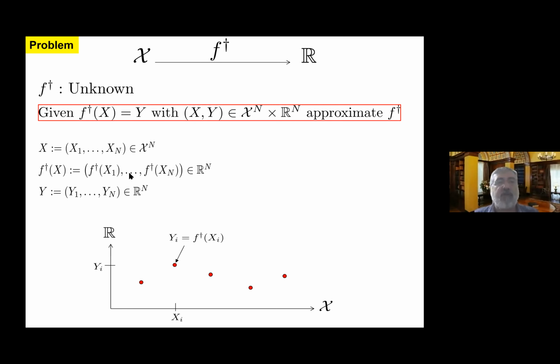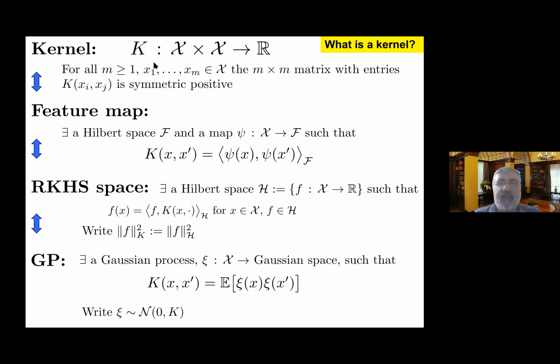Now, there are 4 equivalent ways to describe kernel-based solutions to this problem, and these are based on the following 4 equivalent ways of defining such kernels. The first one is to define a scalar-valued kernel as a function k mapping the input space X times X onto the real line, such that for all integer m and all points x1, ..., xm in the input space, the m by m matrix with the following entries is symmetric and positive.